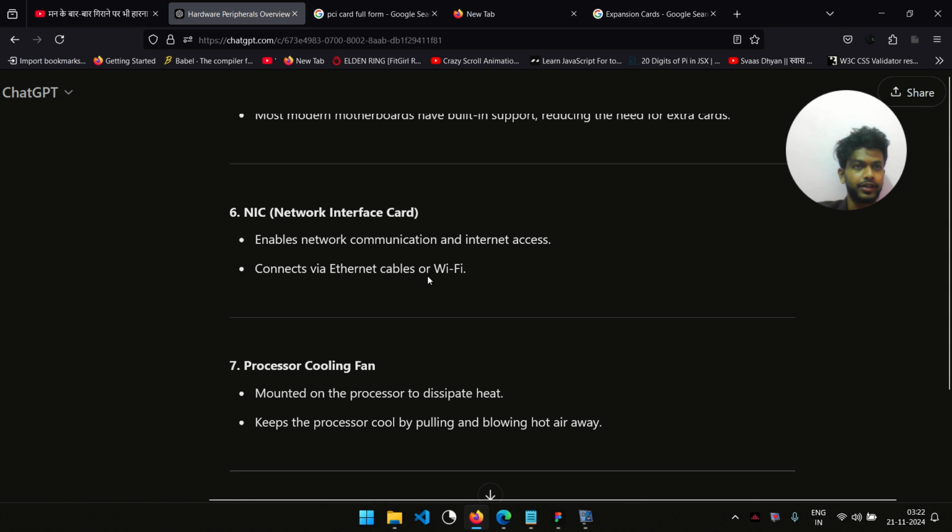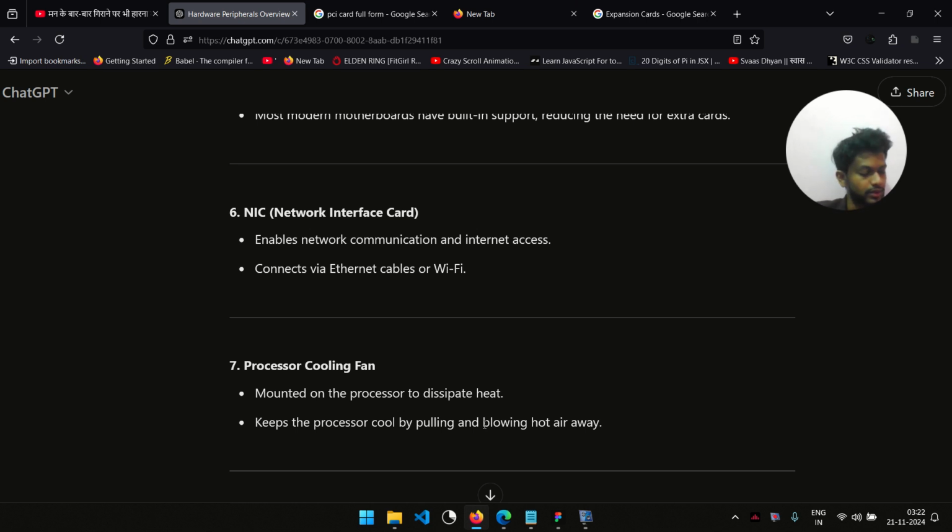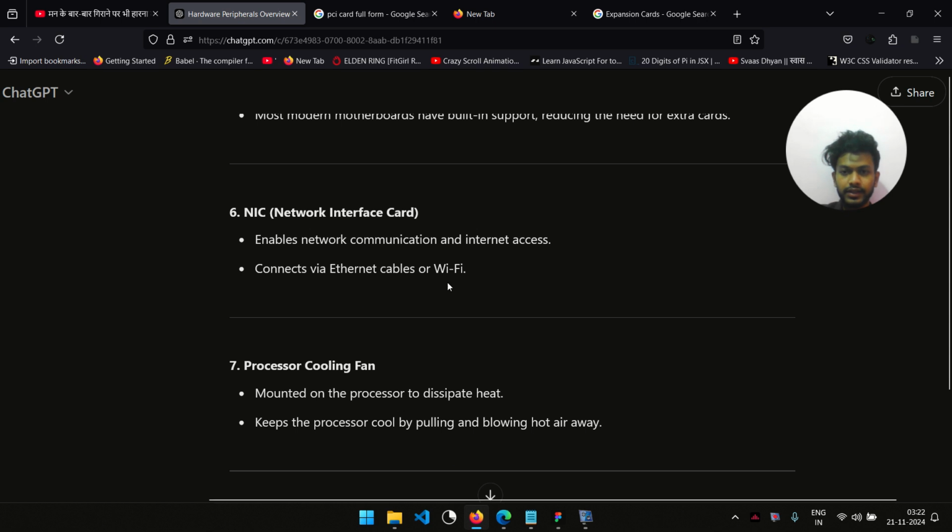Peripheral component interconnect cards are used for video, networking, and sound. Modern motherboards come with inbuilt PCI and NIC. The network interface card enables network communication and internet access.